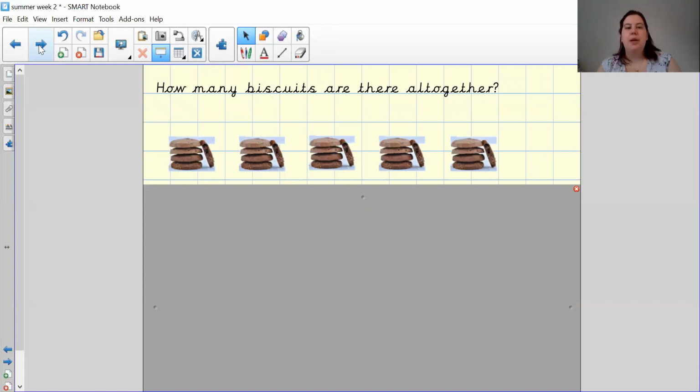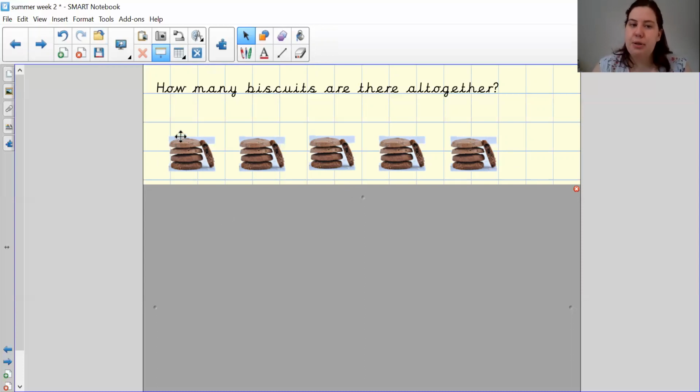The next one we are going to do partly together, and then you are going to fill in the stem sentence at the bottom. How many biscuits are there altogether? Have a think. What is the first thing we are going to have to do? Because we have a lot of biscuits here. Are we going to count them 1, 2, 3 all the way along, or is there a quicker way? Well done if you said we can count them in groups.